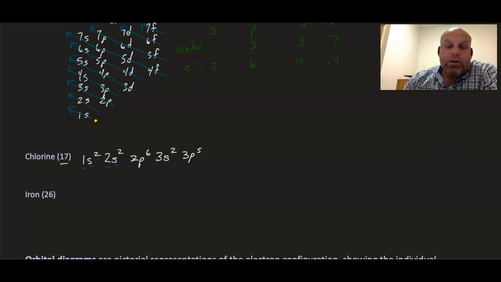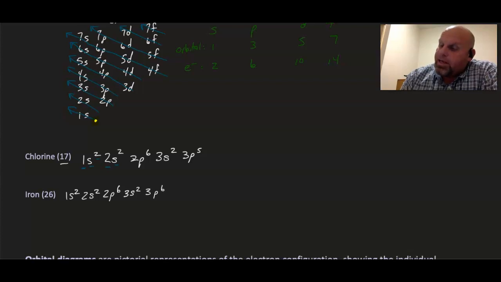Okay, let's try iron now, 26. Again, following the arrows. 1s2, 2s2, 2p6, 3s2, 3p6. That gets us to 18 electrons.